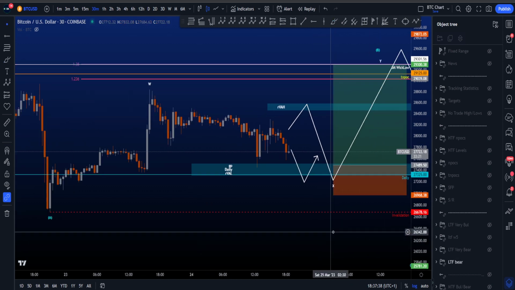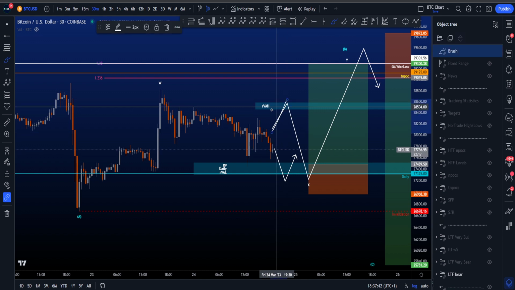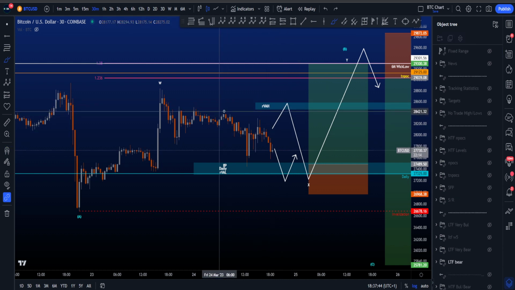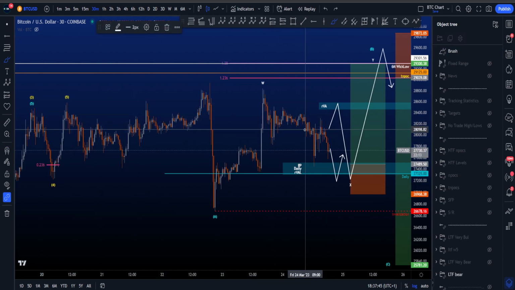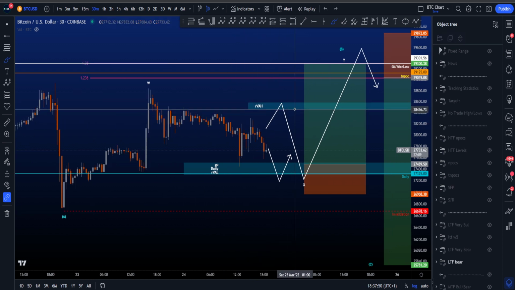Now there's kind of two scenarios to go about this potential wave X, either going up over here, hit the target box that I have at the top, which is the range value area high. We have a double top over here as well. So that is actually quite interesting.